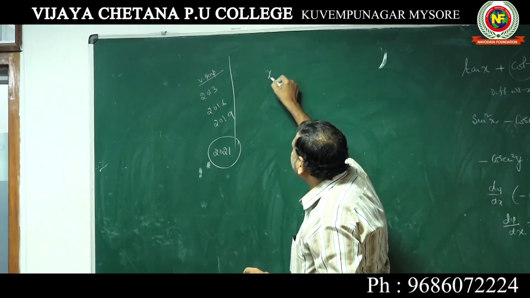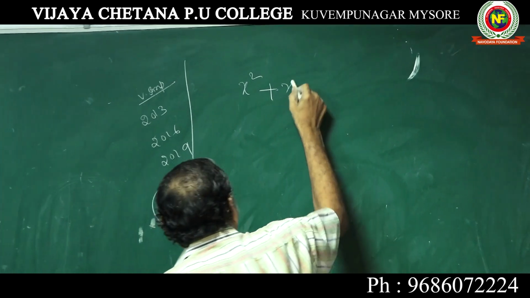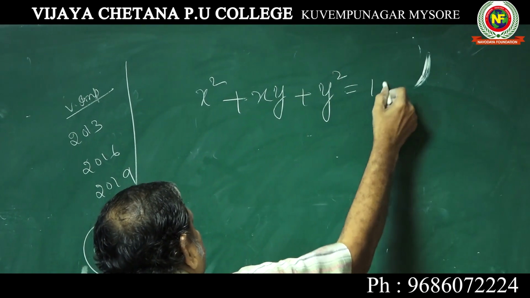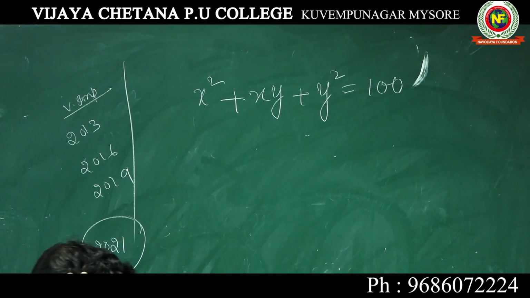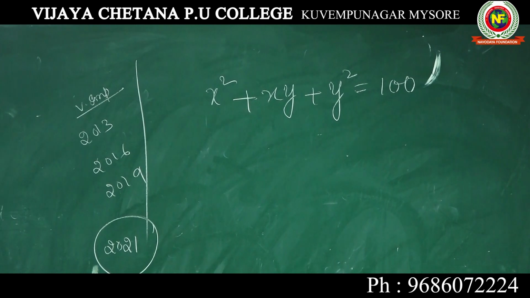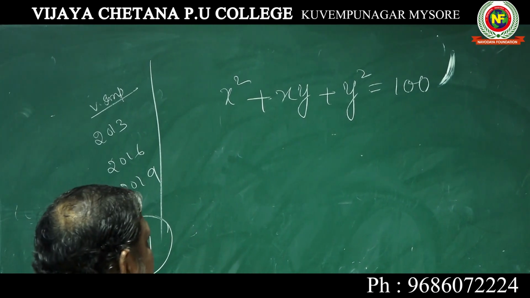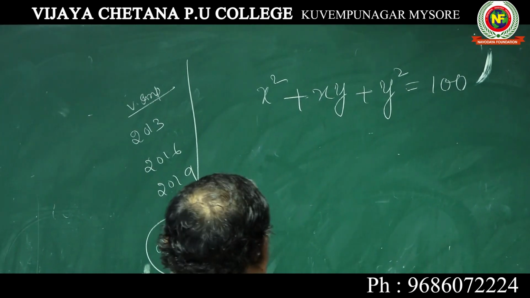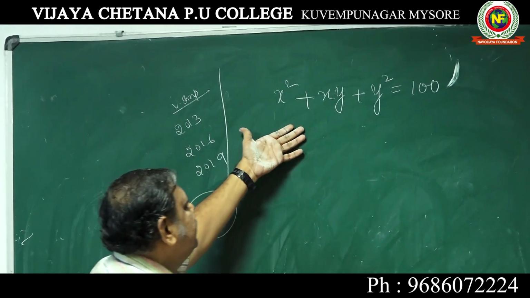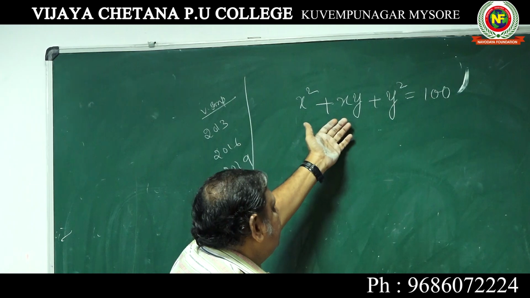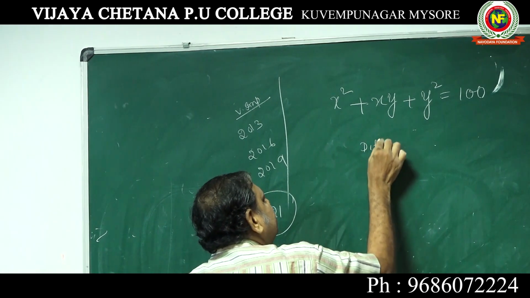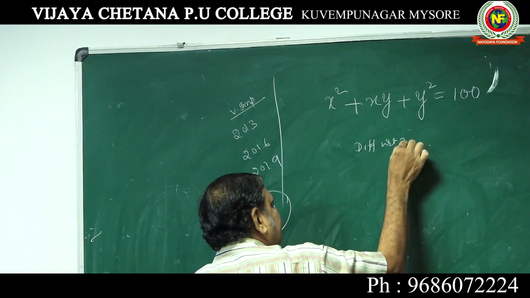x square plus xy plus y square is equal to 100. A very important problem. Thrice they have asked this question, and maybe you also have a chance to get this problem. Now x square plus xy plus y square, by seeing it itself you can find out that it is an implicit function. Now differentiate with respect to x.